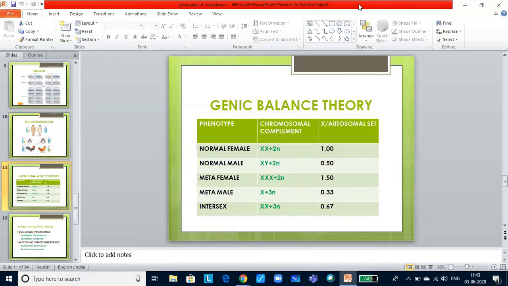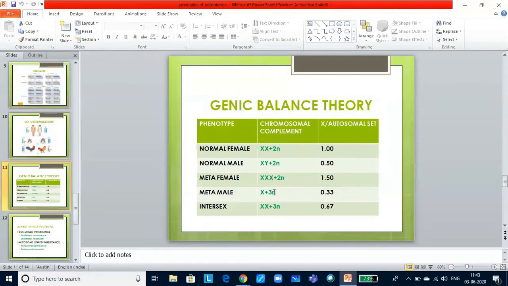Now, if you look at here, let me explain. In a normal female, the chromosome complement will be XX plus 2n. So if you take X by autosome, that is 2 by 2, the ratio is 1. In a normal male, it is 1 by 2, so it is going to be 0.5. In a meta female, we also call it a super female, there will be 3 X chromosomes along with the normal autosomes. So that will result in 1.5 as the ratio.